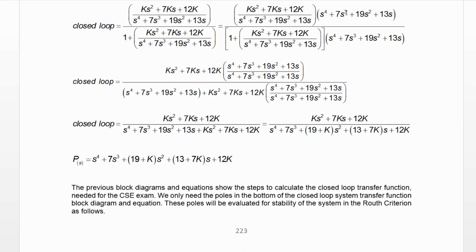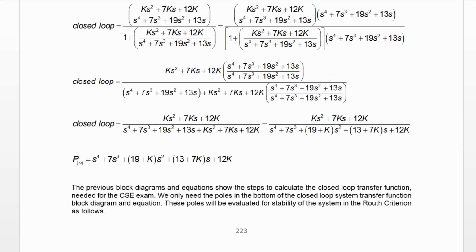And then these two are on top of each other. They're equal to 1, so they cancel out. Same way on the bottom. You've got KS squared plus 7KS plus 12K, and this S to the 4th, 7S to the 3rd, 19S squared plus 13S. Same way on the bottom, it cancels out. But you had a plus 1 here. Don't forget, you get this plus 1. You've got a plus 1 and a plus 1 here.